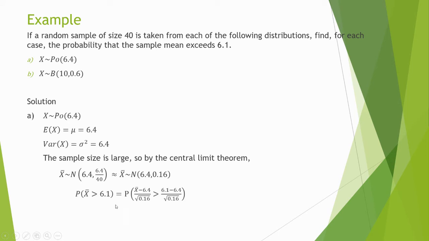In order to find the probability, you have to standardize before you can use the normal distribution table. So x bar minus 6.4, your mean, divided by the standard deviation. For 6.1, you standardize: 6.1 minus 6.4 divided by root 0.16. Now x bar is standardized, so we write it as z, and z is greater than negative 0.75. Then you apply the method you have learned in normal distribution, use the normal distribution table, and you find that the value is 0.7734.